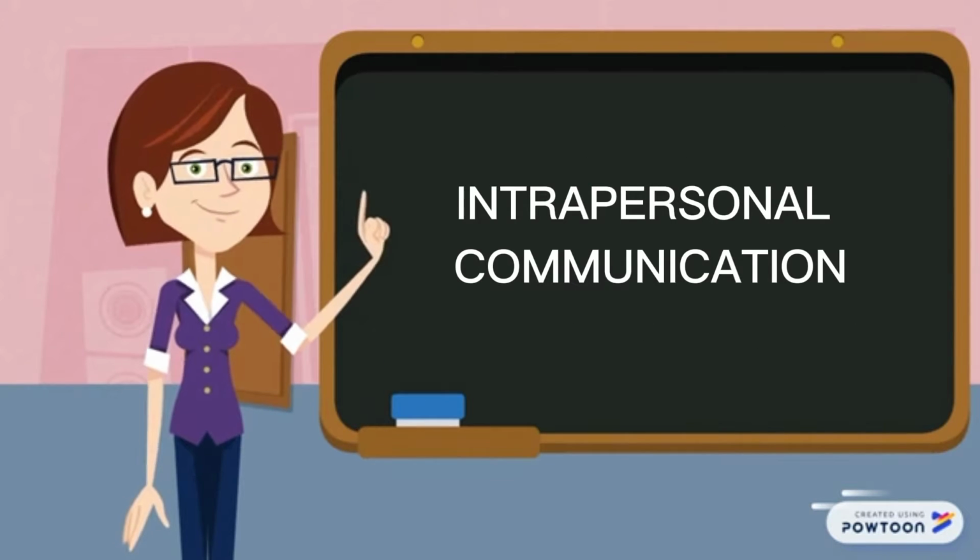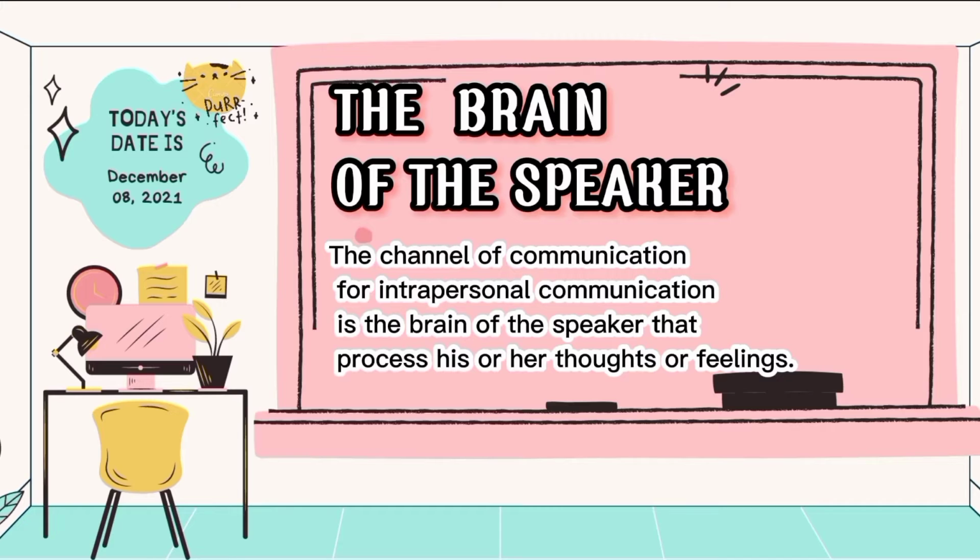Intrapersonal communication is a type of speech context that focuses on one person, where the speaker acts both as the sender and the receiver of the message. The channel of communication for intrapersonal communication is the brain of the speaker that processes his or her thoughts or feelings. Basically, this is talking to yourself. This may be done quietly inside your head, but some do this while actually talking or when looking at themselves in the mirror. How often do you talk to yourself and why do you do it?